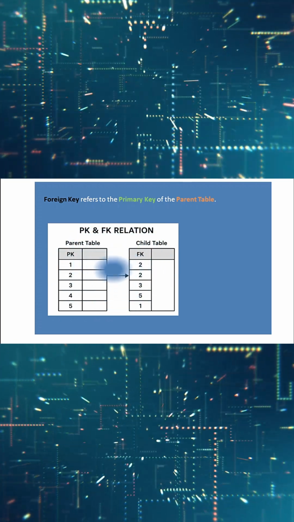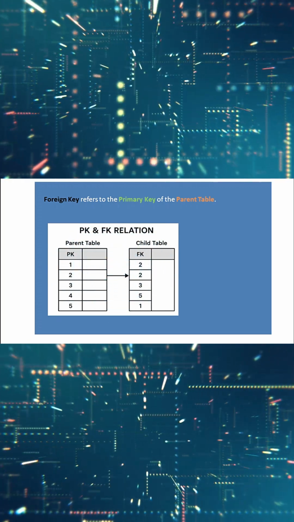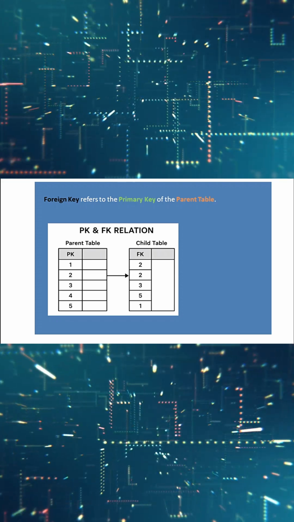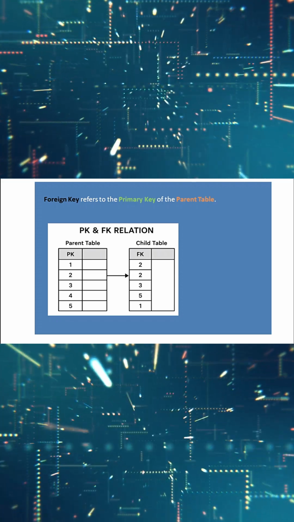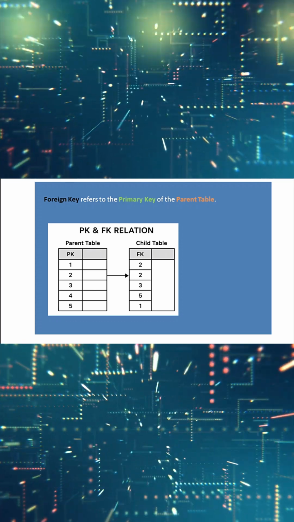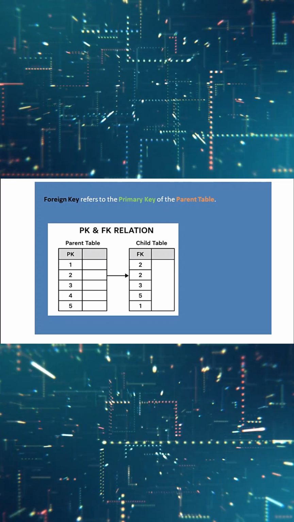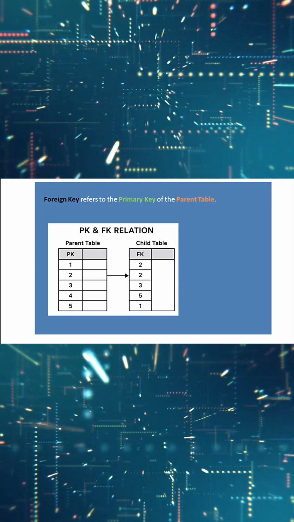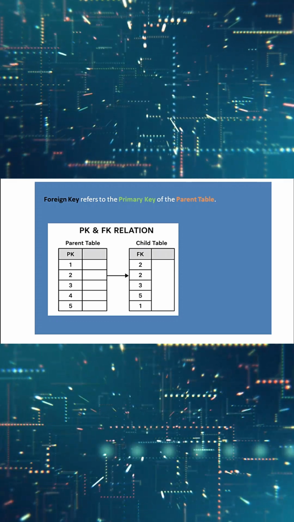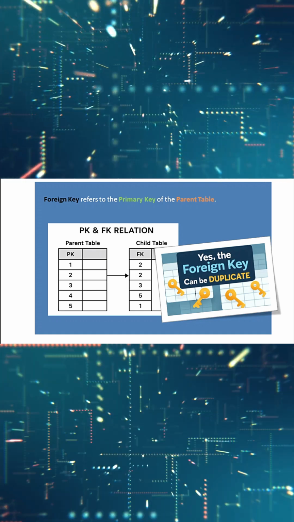Now, if we look at the data set, we can see that data in the foreign key refers to the data in the primary key. Hence, we can see primary key has values like 1, 2, 3, 4, and 5, whereas foreign key has values 2, 2, 3, 5, 1, and so on. The values in the foreign key have to be in correspondence with the primary key. They can be duplicate. Yes, foreign key values can be duplicate.